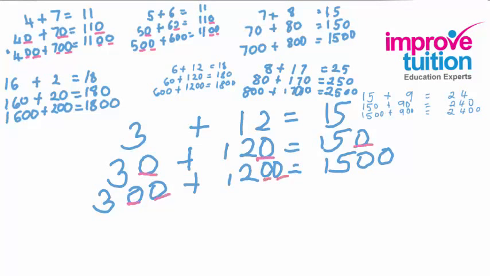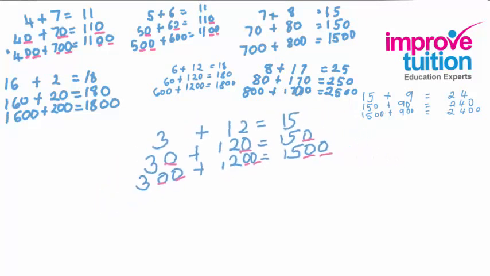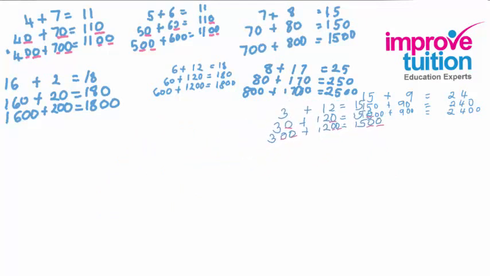Just remember that we're just adding zeros, so if we've got 300 add 1200, we're just adding zeros. We do the 3 and 12 and just add 2 zeros. That's the key point, the zeros. Okay, let's move on.